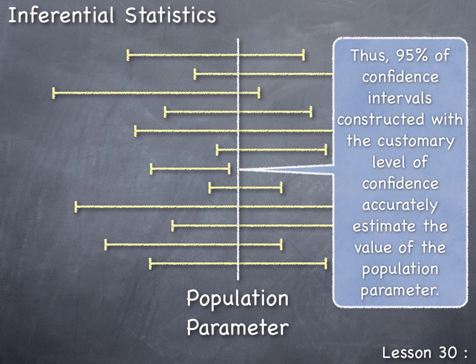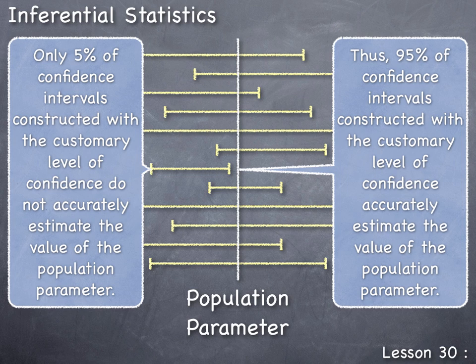Thus, 95% of confidence intervals constructed with the customary level of confidence accurately estimate the value of the population parameter. As seen here, almost all of these confidence intervals contain the actual population parameter. On the other hand, only 5% of confidence intervals constructed with the customary level of confidence do not accurately estimate the value of the population parameter. And as we see here, we actually had one confidence interval not contain the actual value of the population parameter.